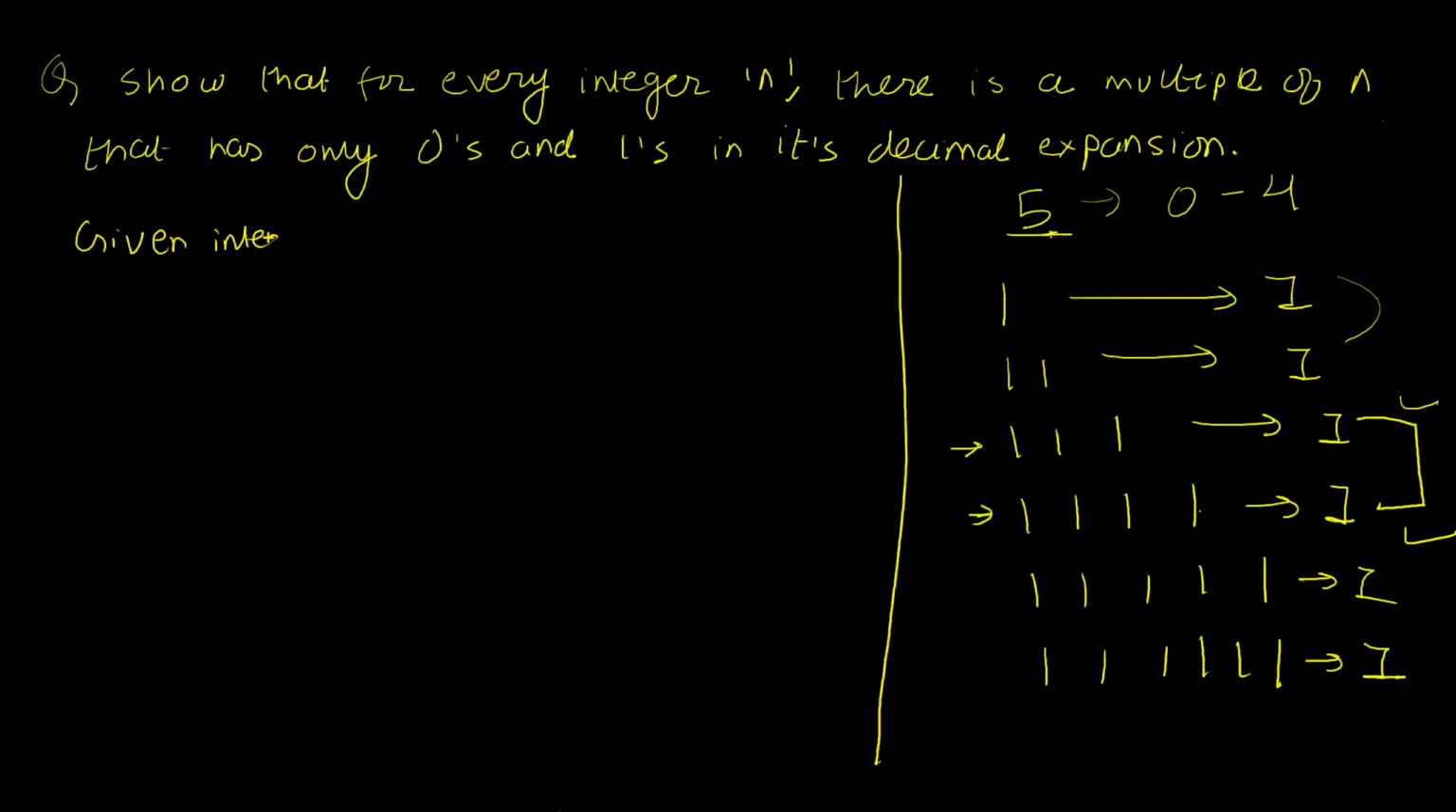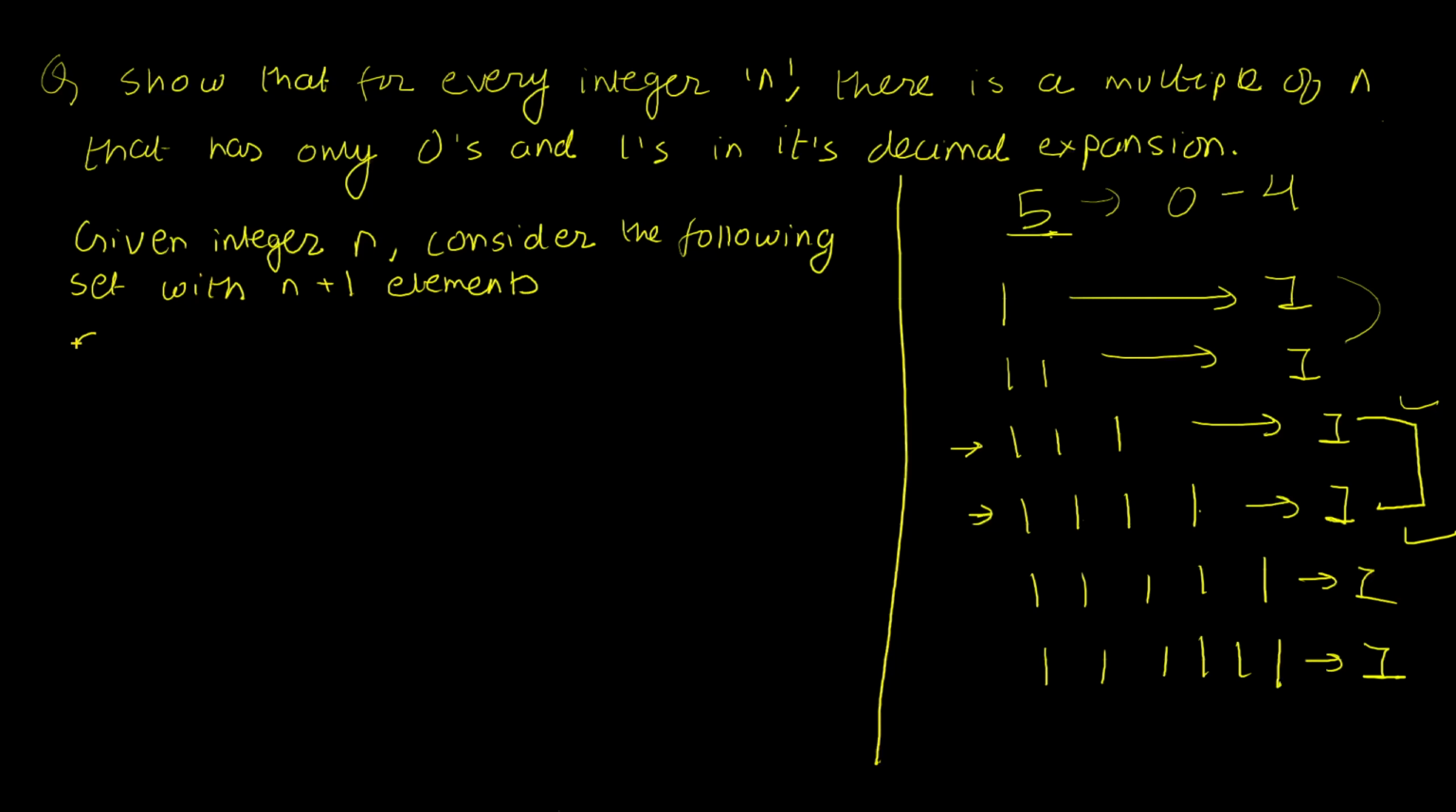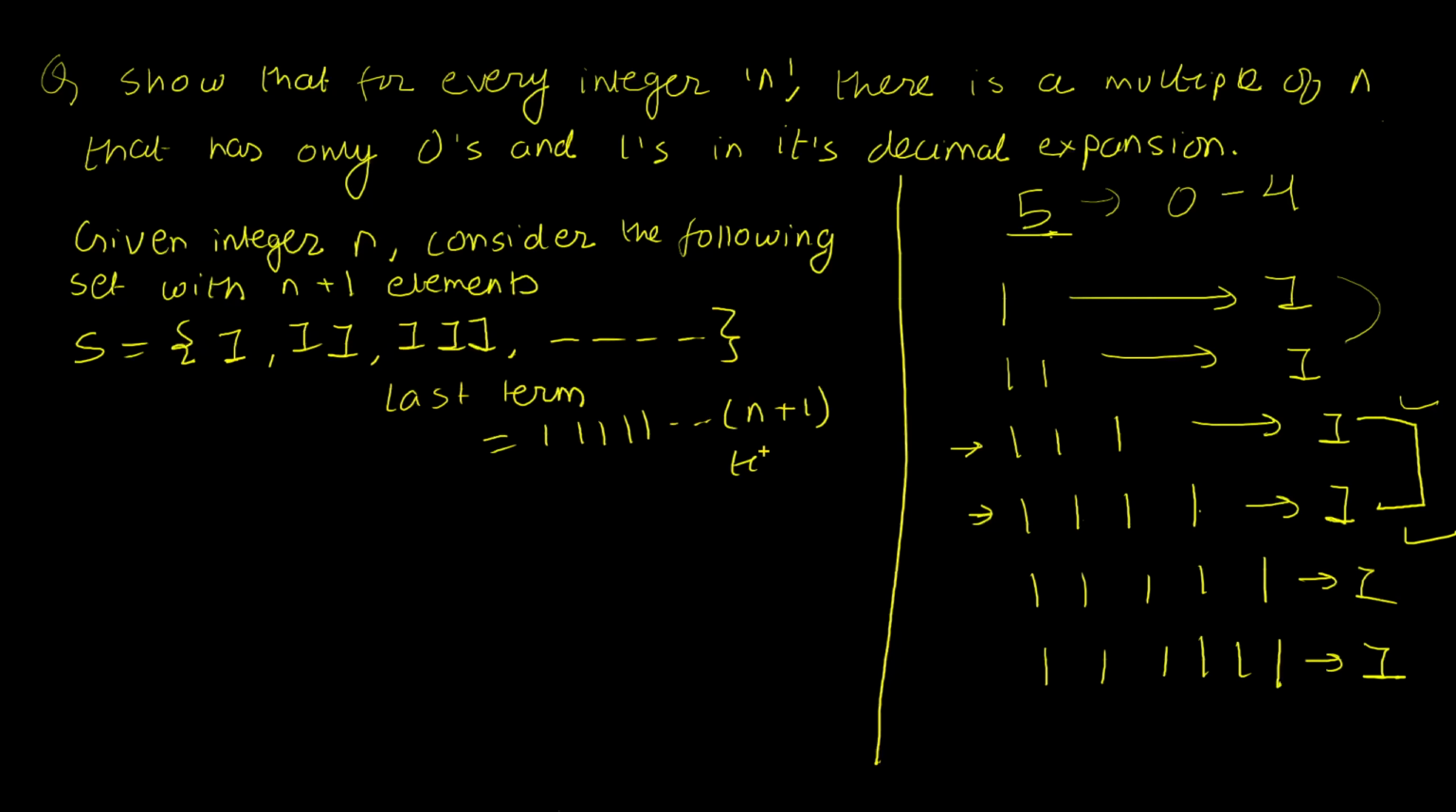We'll say that given an integer n, consider the following set with n plus 1 elements. I'm going to call this set S, and it will start with a single 1, 2 ones, 3 ones, all the way, where the last term is just going to be 1 repeated n plus 1 times. So it is the same as doing this. For a number like 5, I want to start with a single 1, 2 ones, and reach 6 ones. For any integer n, I want to start with 1, 11, and head up that way until I have n plus 1 ones in the final term.